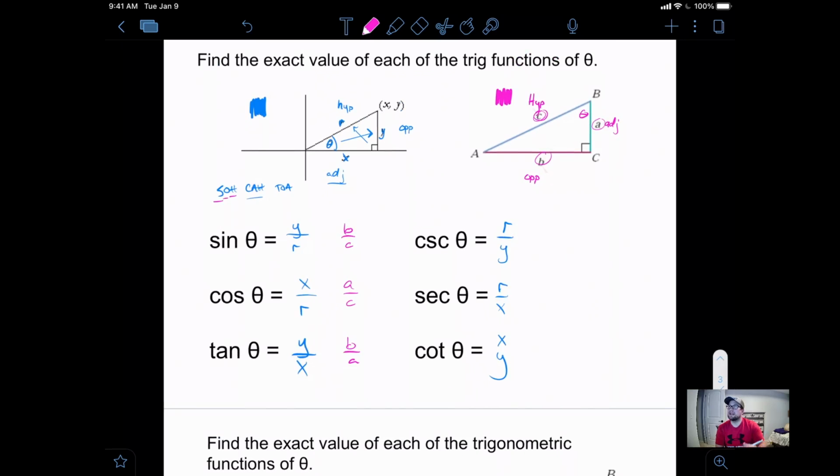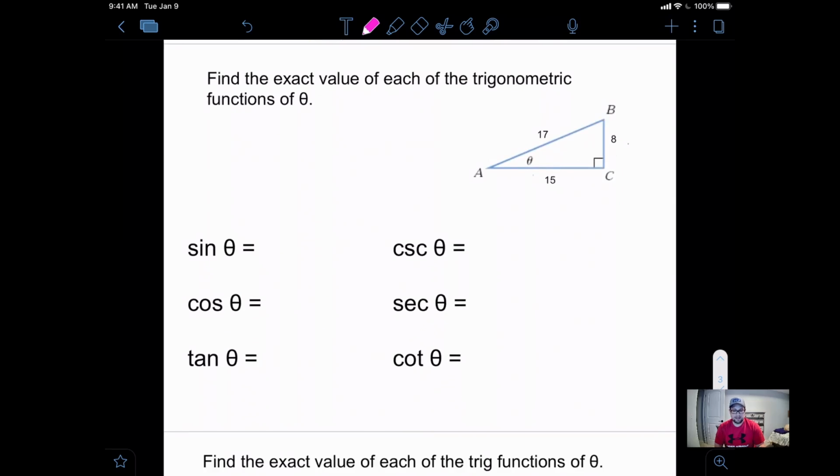Now, again, cosecant, secant, and cotangent are just flips of these. So this would be c over b, c over a, and a over b. However you choose to remember it, that's up to you, but what's important is that you are able to produce those values accurately every time. Now let's get to an actual problem.